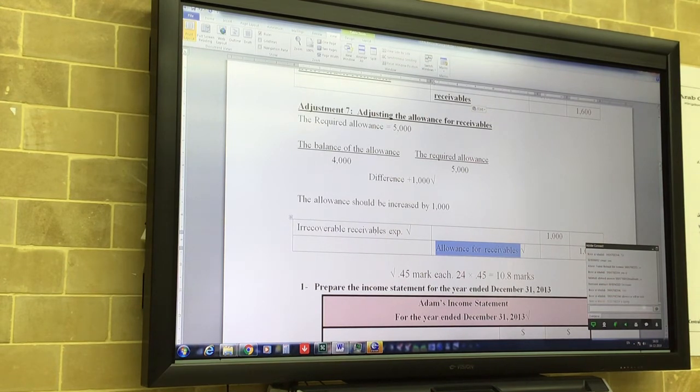You just reverse the entry. Clear? If we ask you to decrease, just put the allowance for receivables as debit, while unrecoverable receivables will be credit. Okay? Clear?